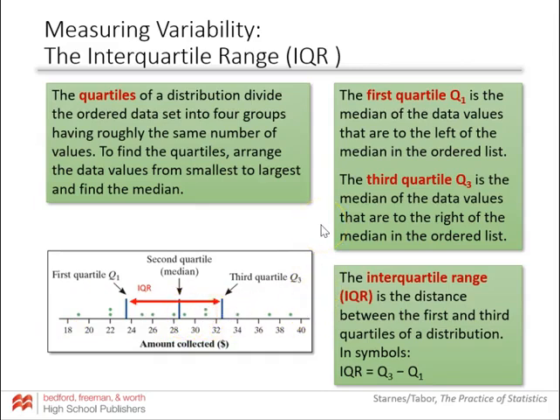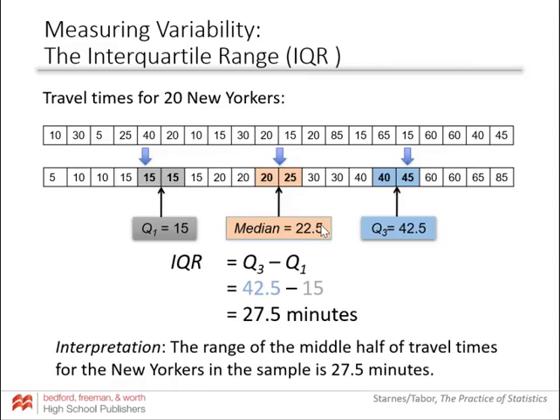If we find the difference between those two values, Q3 minus Q1, and again, I'll show you how to get those on the calculator in just a second, that number is called the IQR, or interquartile range. So here, Q3 is 42.5, Q1 is 15, we subtract them, and that's my IQR.